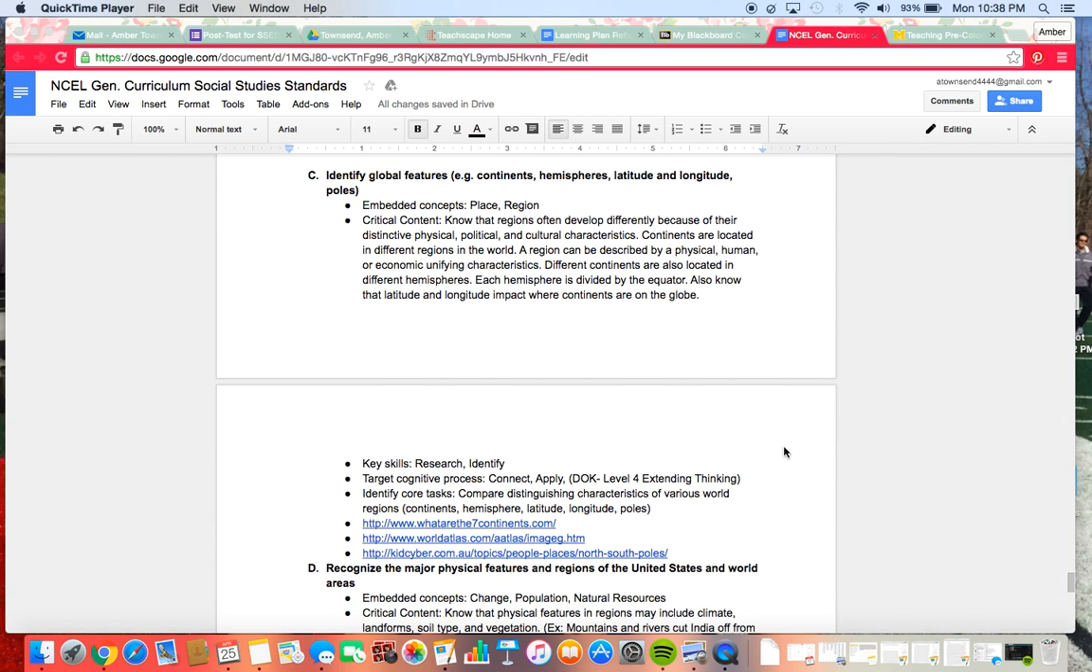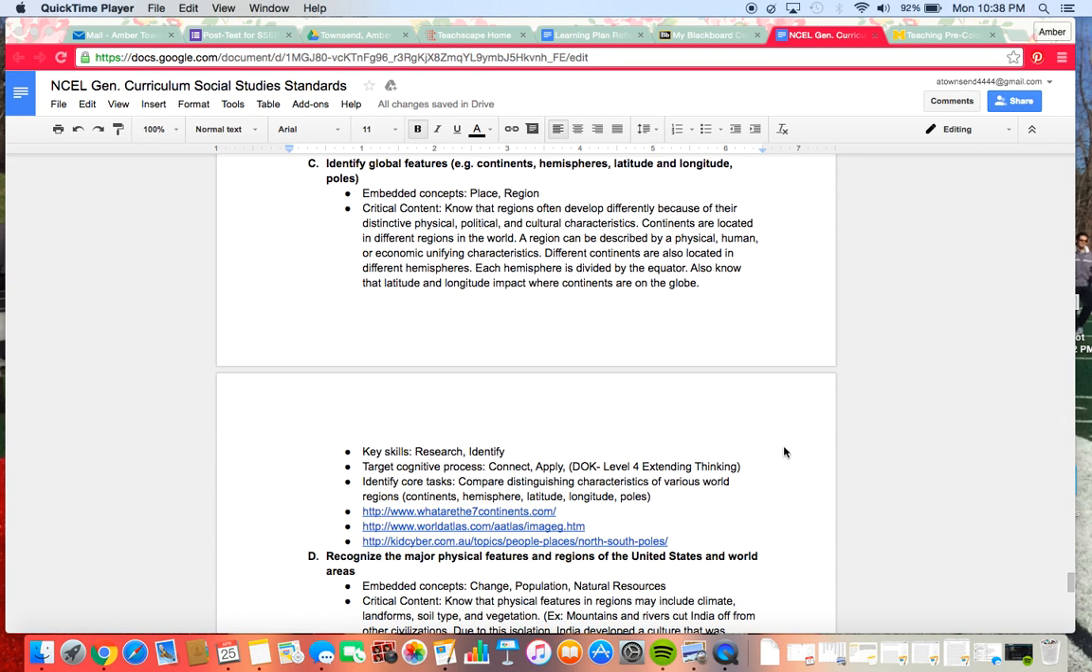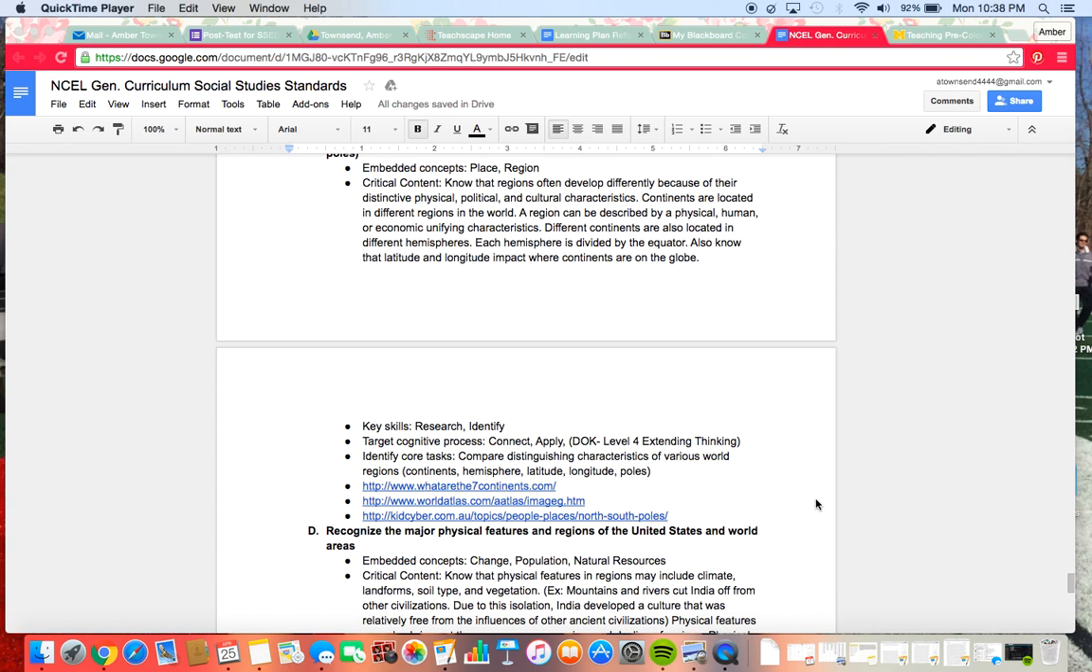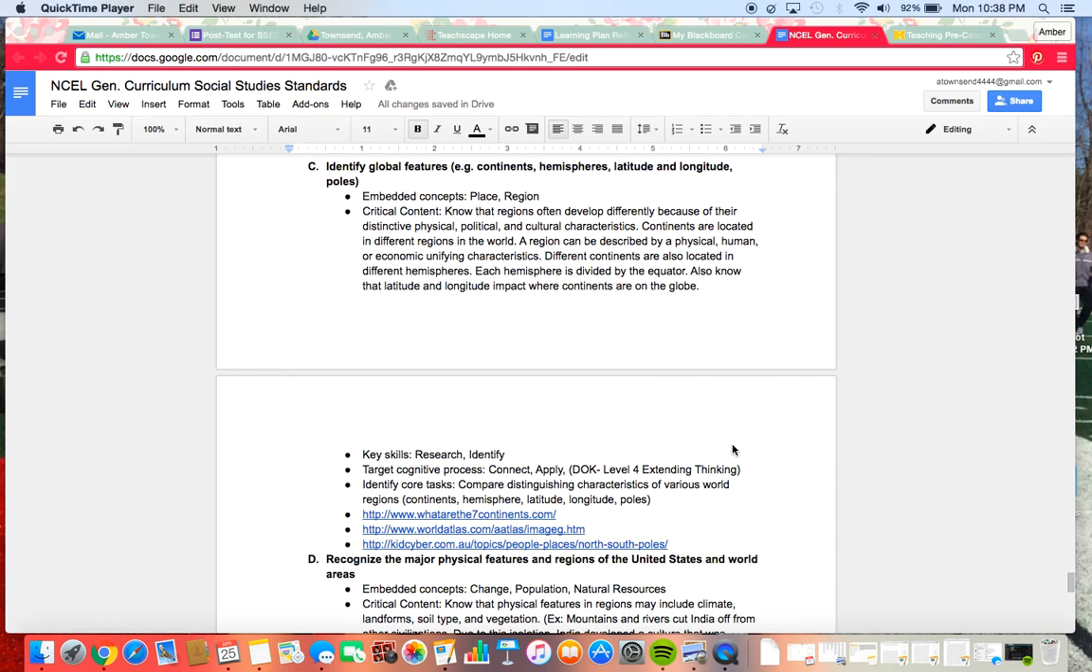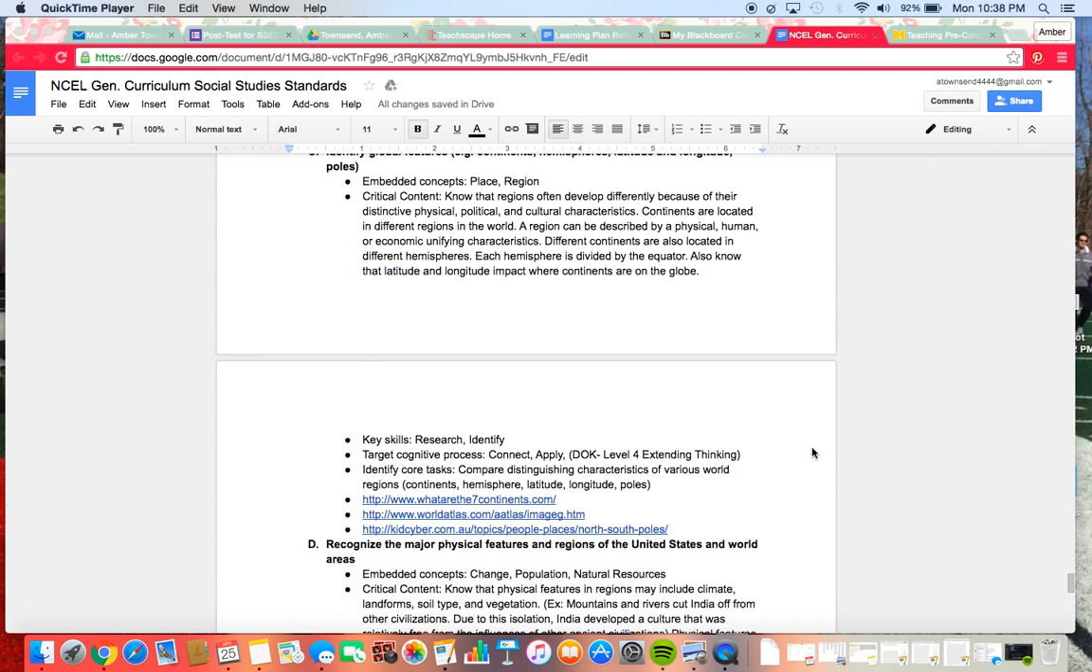Next it says identify global features like continents, hemispheres, latitude, and longitude poles. The task here is compare distinguishing characteristics of various world regions, continents, hemispheres, latitude, longitude, and poles. And this kind of goes back to the part before where it was talking about maps, but this is looking at maps on a larger scale. So we need to really dive into the continents, hemispheres, latitude, longitude, and poles and know where those are at and how it affects everything around it.